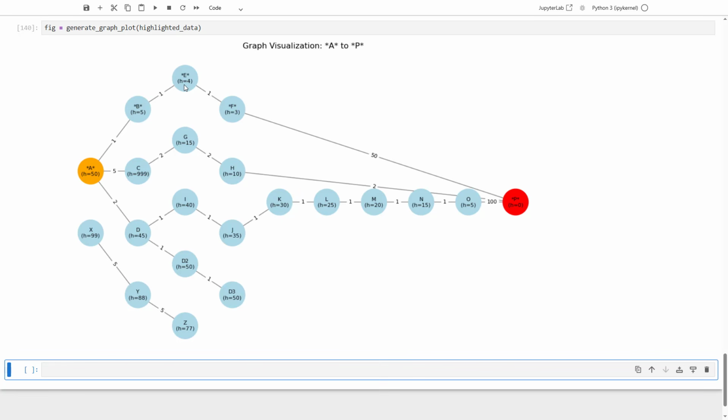So yeah, with A star we combine two methods, heuristics and shortest path, which is good in this way. Okay, so far so good.